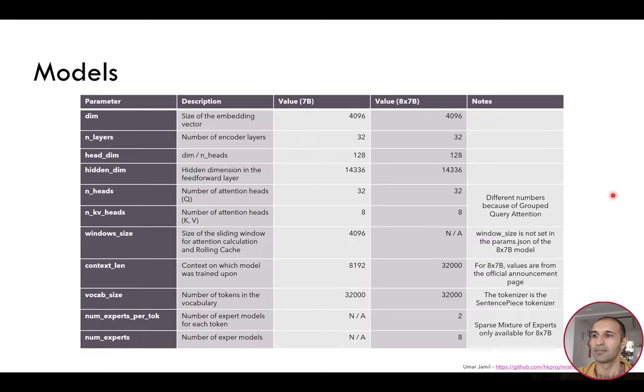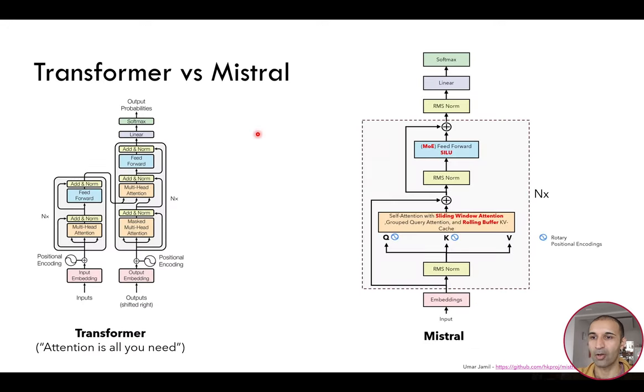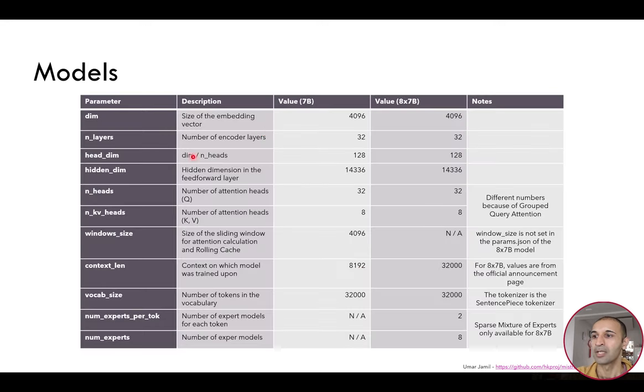Okay, let's move forward. Now let's compare the two models: Mistral 7B and Mistral 8x7B. The parameter dim indicates the dimension of the embedding vector, so how big is the embedding vector? Each token is represented by an embedding vector of 4096 dimensions. We have 32 encoder layers, so this block is repeated 32 times. The head dimension indicates, as you remember, that in the multi-head attention each head is watching the entire sentence, but only a part of the embedding of each token. This indicates how many dimensions each head will attend to.